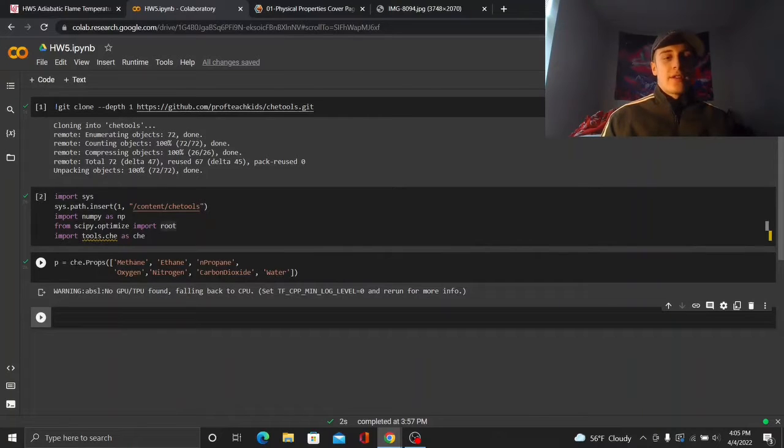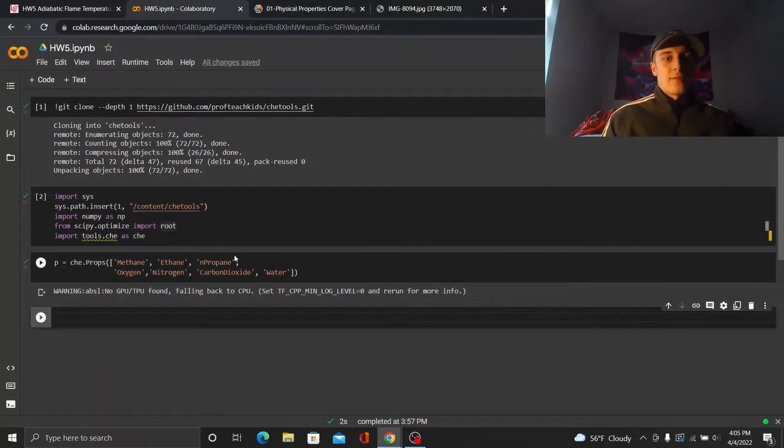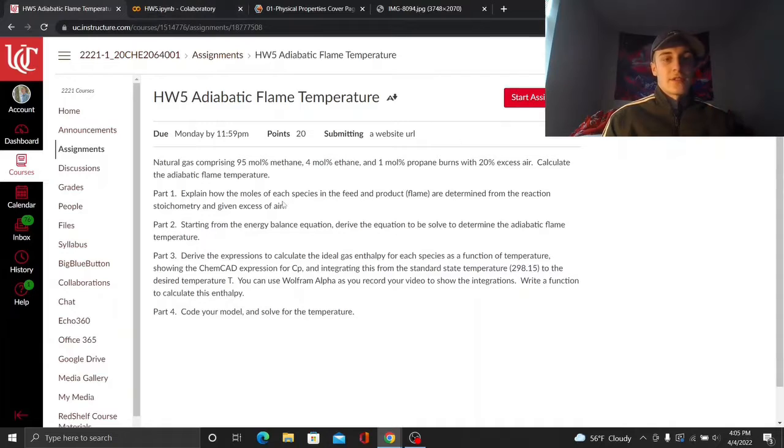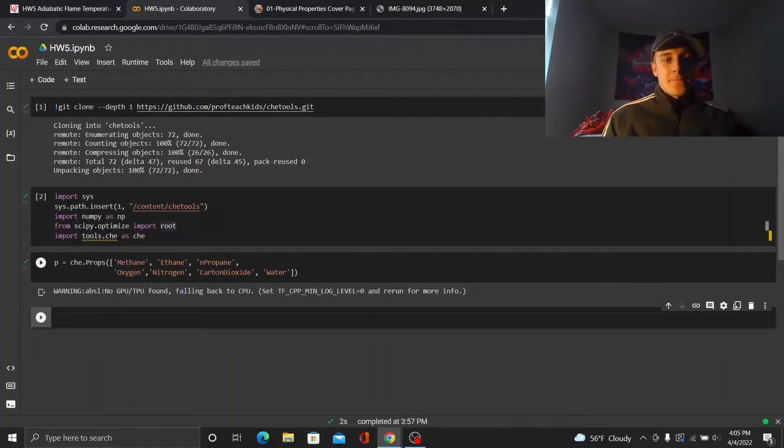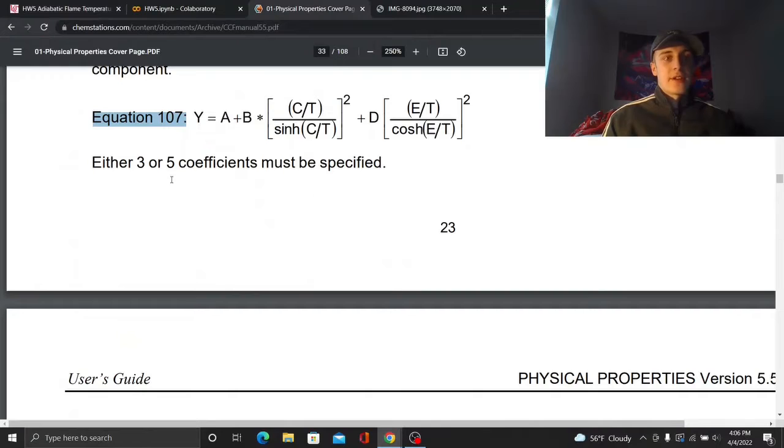And then I just inputted some of the different properties that we'll need of different substances from the question, like methane, ethane, propane, oxygen, etc. And so how we're going to solve this is we have an expression from ChemCAD for our specific heat, and it is this equation 107 right here.